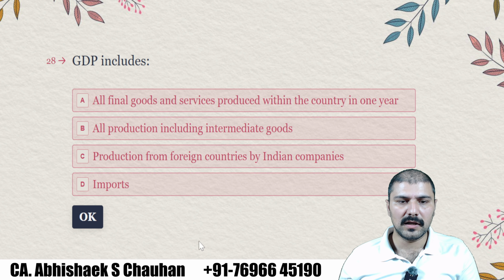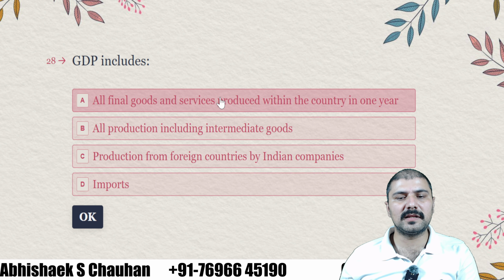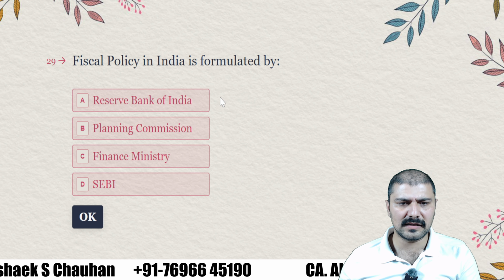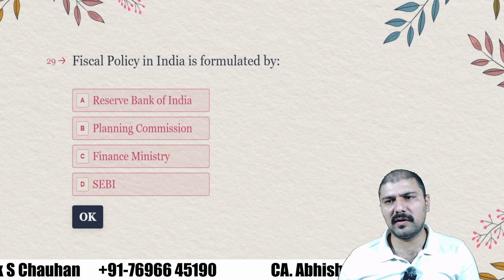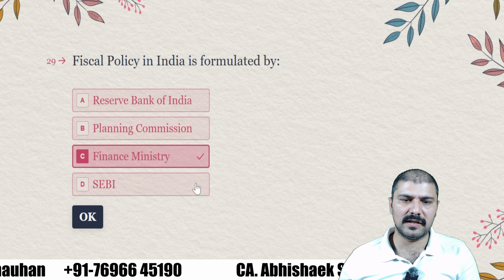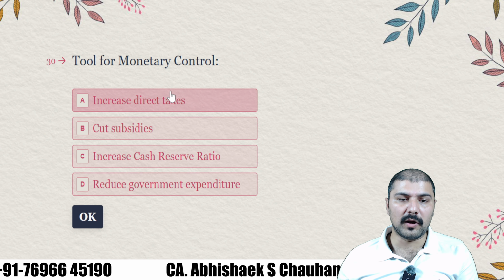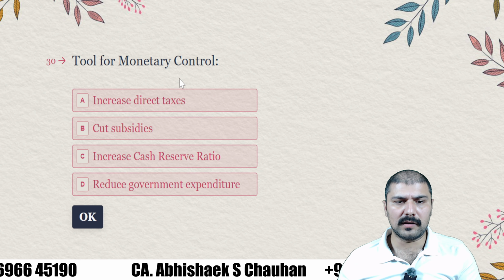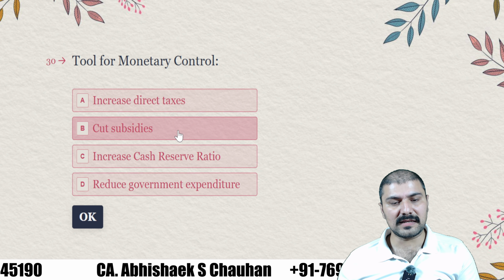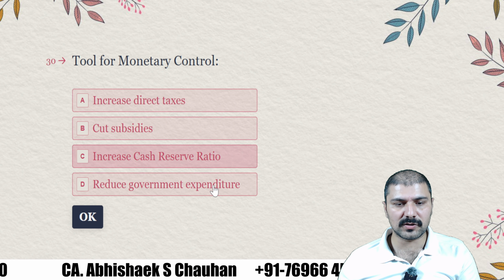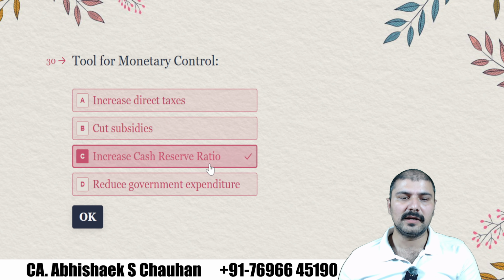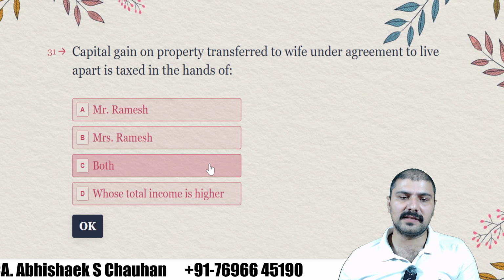GDP includes all final goods and services produced within the country in 1 year. Many times we have discussed this. Fiscal policy in India is formulated by the finance ministry. Then tool of monetary control, right? Direct taxes increase, subsidies cut off, increase cash reserve ratio, reduce government expenditure. The correct answer is this. All three others are fiscal policy tools.